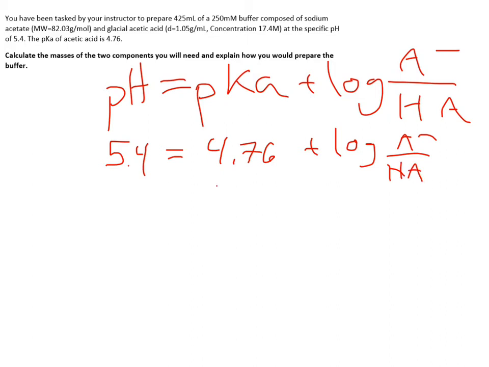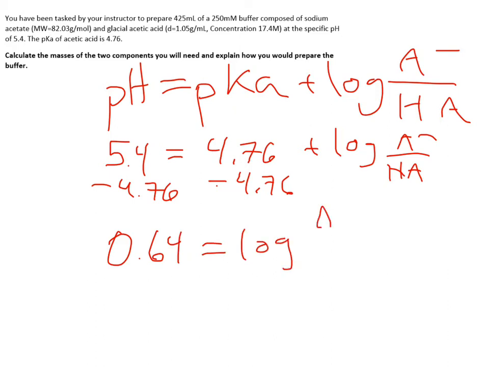How do we start solving this? Well, let's subtract our 4.76 from both sides. Okay, 4.76 subtracted from 5.4 ends up giving us 0.64. And that equals the log of A over HA.